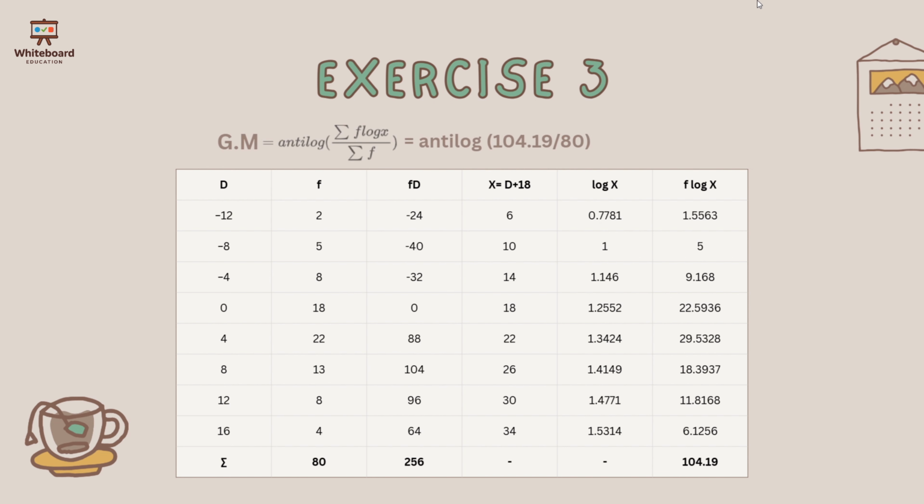104.19. The formula for GM is antilog of summation f log x over summation f. Placing in the summation values and taking its antilog, the answer is 20.06.